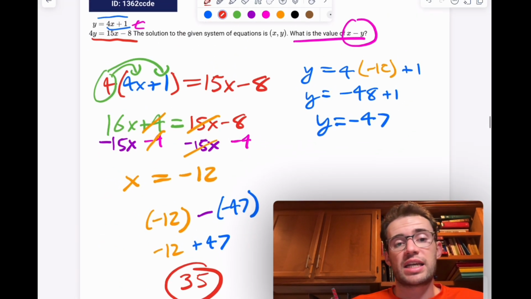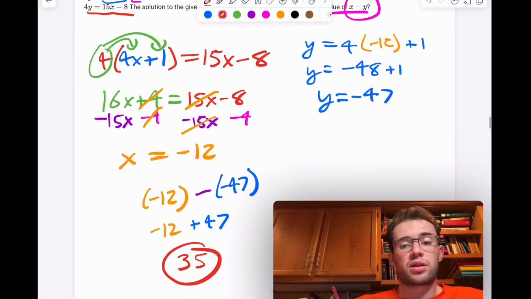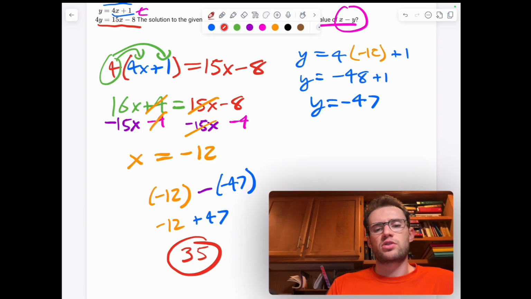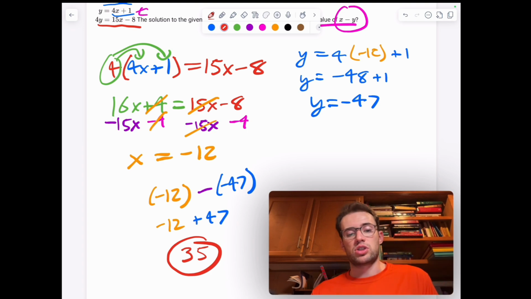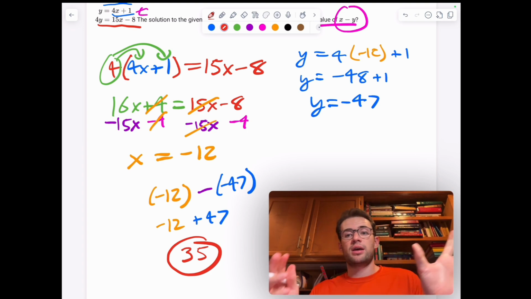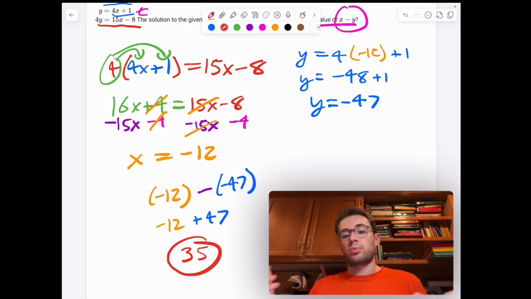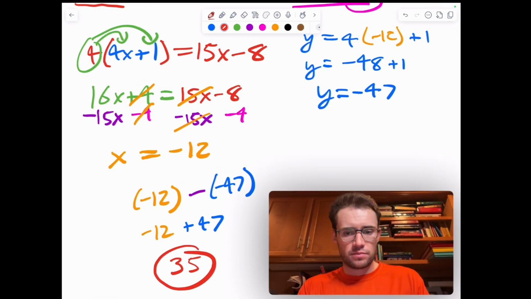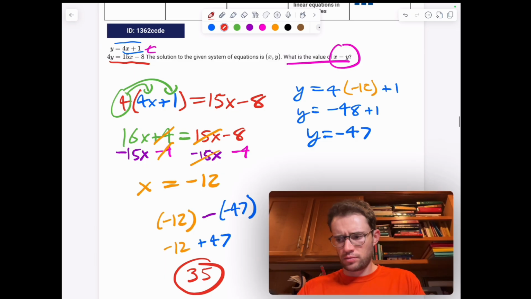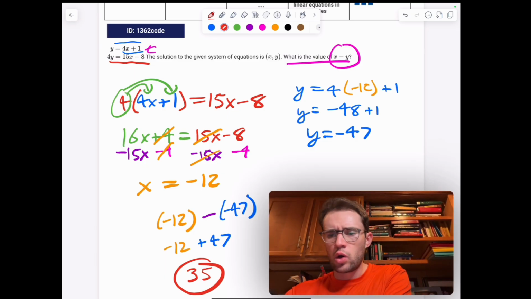For this one, if you use Desmos, you can find the ordered pair really quickly. I guess I'll check that to make sure that negative 12 and negative 47 is correct. Just make sure you set it up like this. So you do minus a negative is plus a positive. Don't do negative 12 minus 47 because you're subtracting the negative, which means you're adding the multiplicative inverse of it. Okay. But I'll just show, and our equations are y equals 4x plus 1 and 4y equals 15x minus 8.